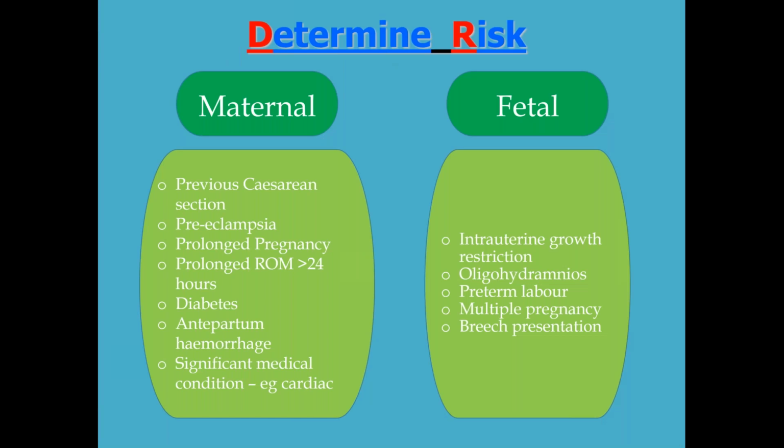The maternal risks: previous cesarean section is high risk, preeclampsia, prolonged pregnancy, prolonged PROM of more than 24 hours, diabetes, intrapartum hemorrhage, and significant medical conditions. The fetal risks are intrauterine growth restriction, oligohydramnios, preterm labor, multiple pregnancy, and malpresentation. This is how to determine the risk.